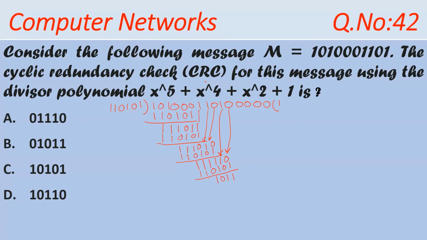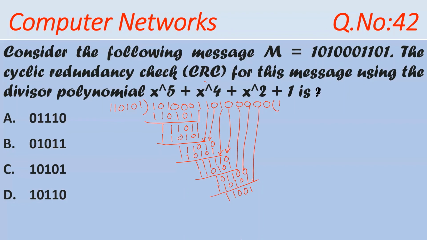Okay. So now I'm bringing this 0 down and this 0 down. So again, these ones are like 1, 1, 0, 1 and 0, 1. Do the XOR operation. So I get 1, 0, 0, 1, 1. Okay. 1, 1, 0, 0, 1.